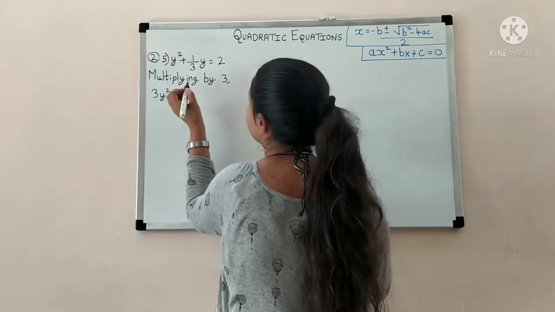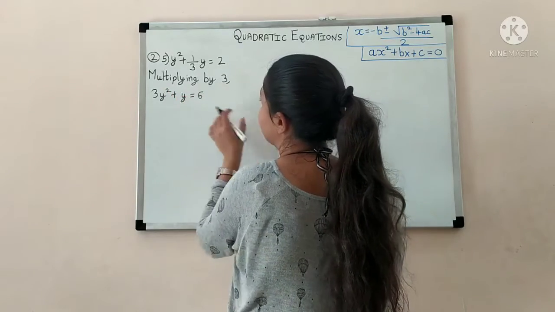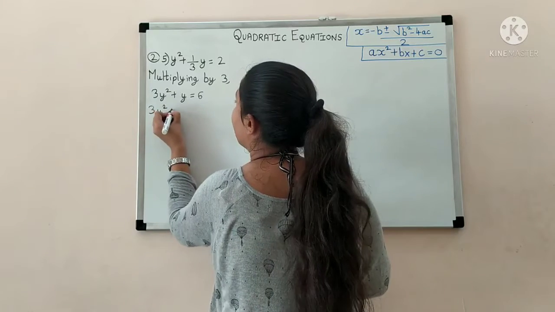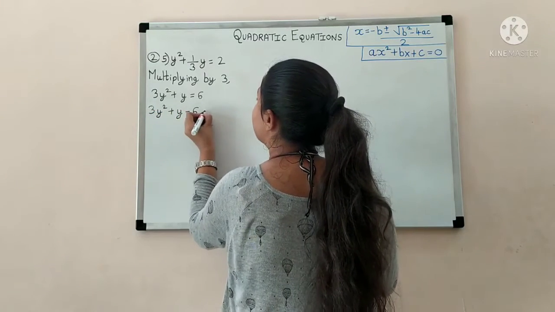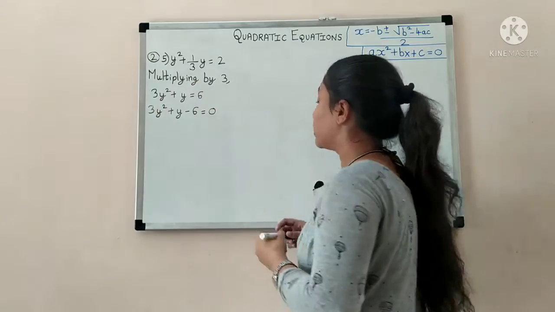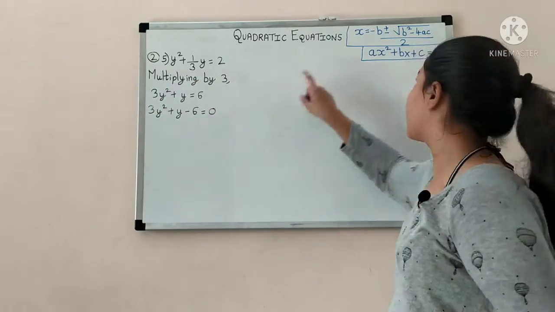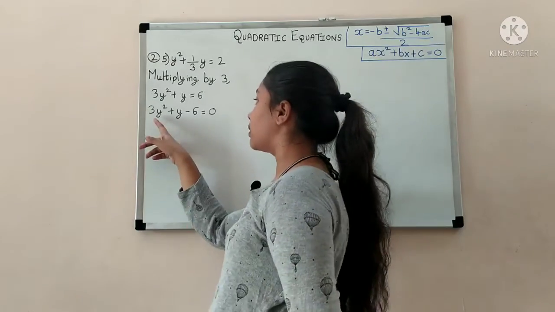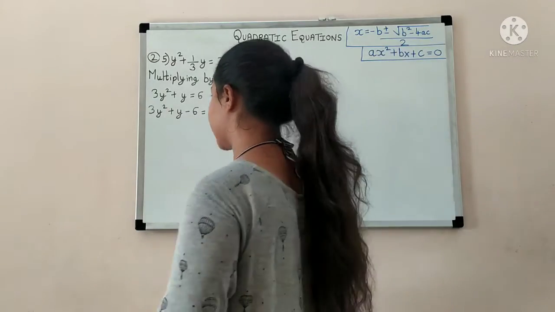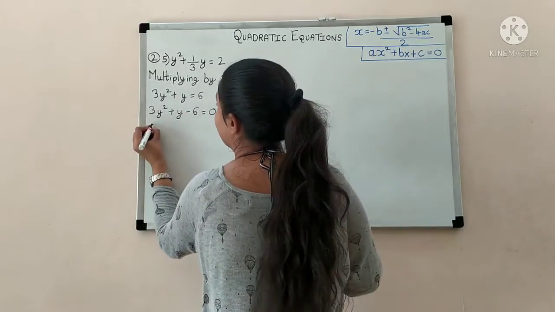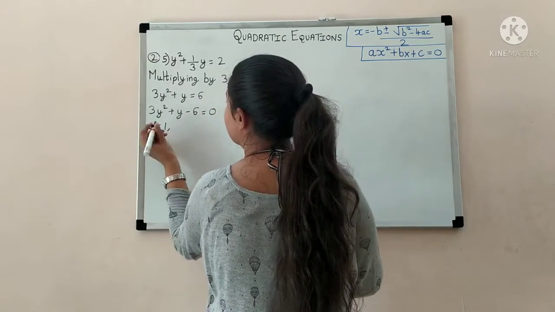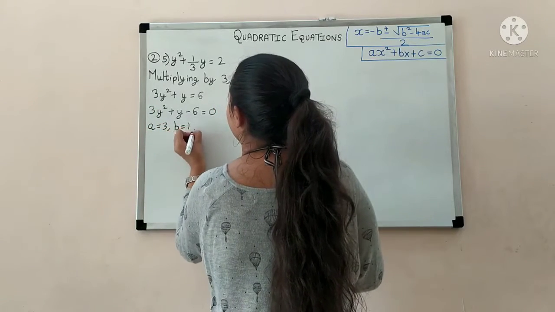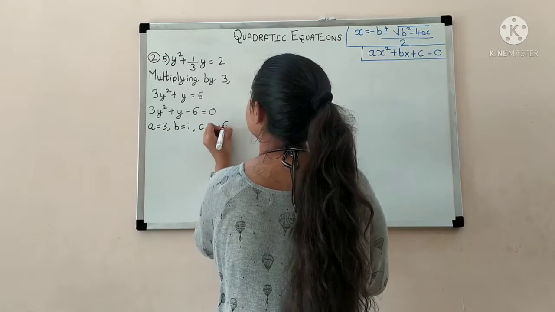so 3 and 3 will get cancelled, so it will be y is equal to 3 2s are 6. Okay, now this is your actual equation. So now 3y square plus y minus 6 is equal to 0. I brought 6 to the LHS because I wanted it in the form of the general equation. So now we will compare it with the general form and we will get a is equal to not 1, it will be 3, b is equal to 1 and c is equal to minus 6.